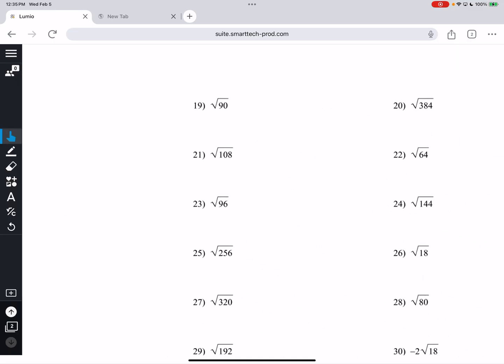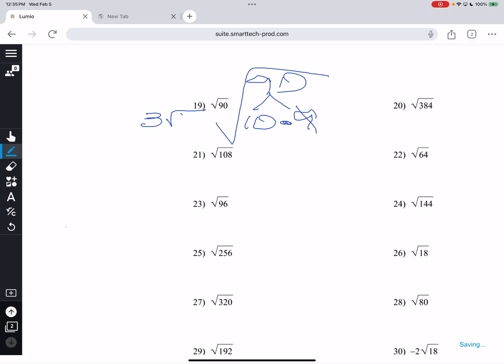All right, 19, radical 90. What are two factors of 90? 10 and 9. Are either of those perfect? Which one? 9. 9 comes out as a 3. And we just broke down 10 into 5 times 2, and it doesn't break down into perfect squares. So 3 radical 10 is your answer.